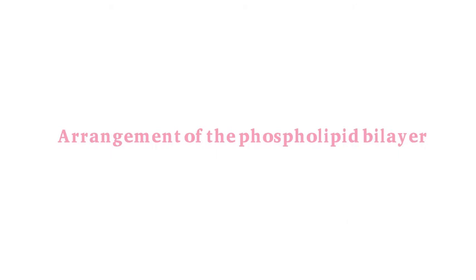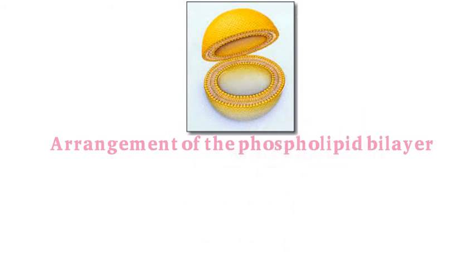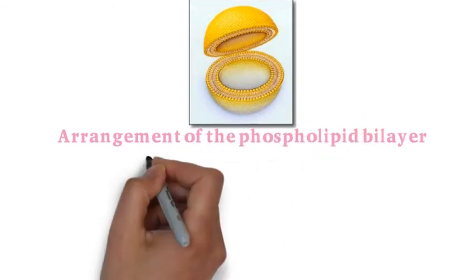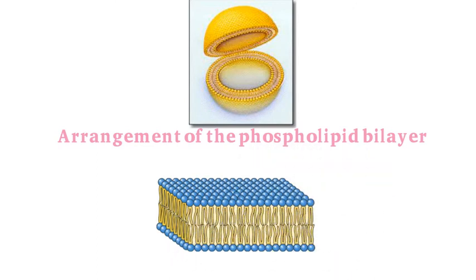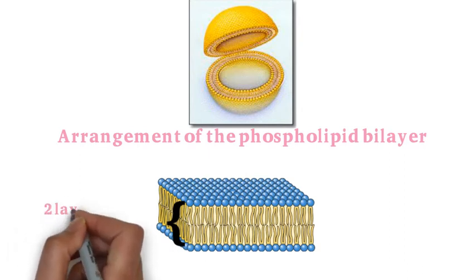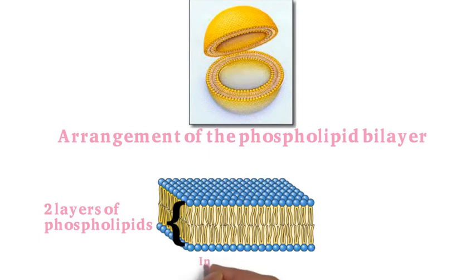Now that we've seen how one phospholipid looks like, let's take a look at how a whole cell membrane is arranged. Phospholipids are arranged into two layers. That's why we say another name for the cell membrane is called a phospholipid bilayer.